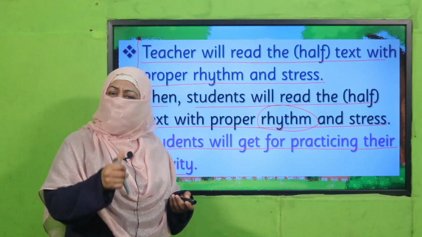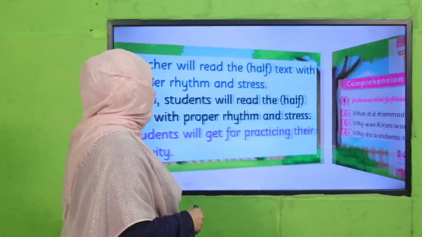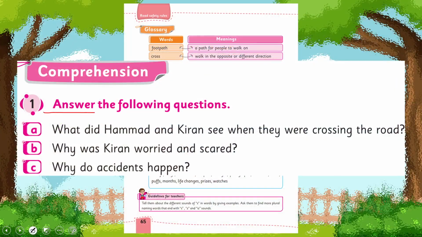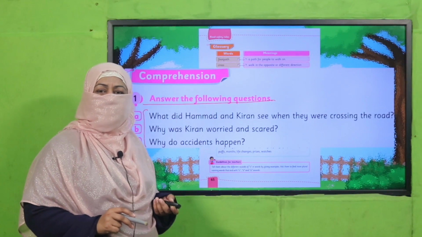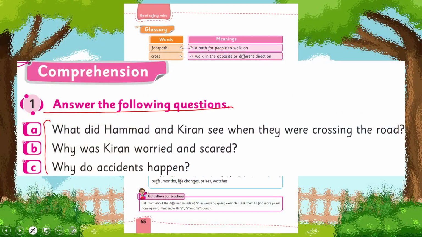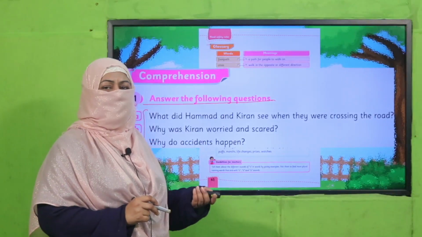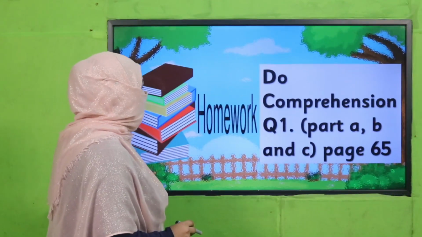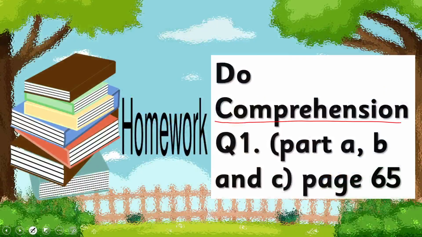Yes, my dear students, good job, beta. You tried well. It's time for your comprehension. You will answer the following questions. These 3 questions are from the text we read. So pause the video, answer these questions to your teacher, write these answers in your notebook, and then come back. Are you done with it? Okay. Now it's time for your homework. You will do comprehension parts A, B, and C.